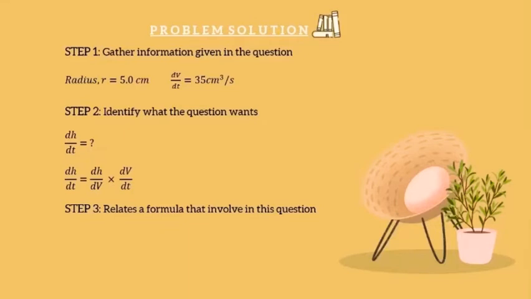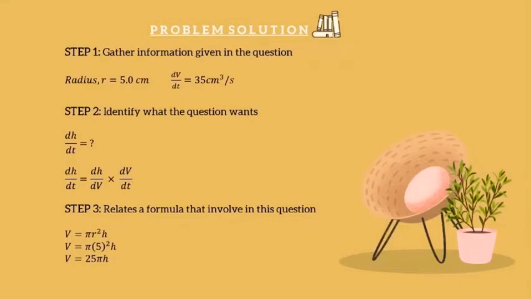Step 3. Relate a formula involved in this equation. We will use the volume formula because the equation involves volume and height. So, V equals pi times r squared times height. Since the cylinder has a 5.0 cm radius, there is no change in the cylinder as the liquid chocolate level increases, because the radius of the cylinder is the same at the bottom and the top.